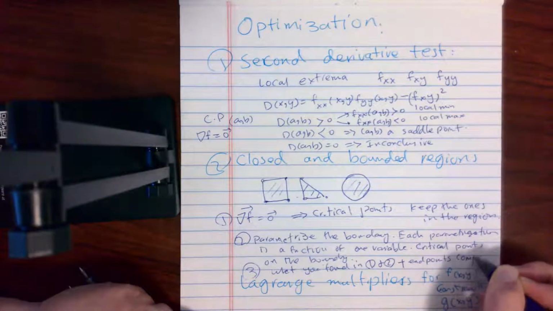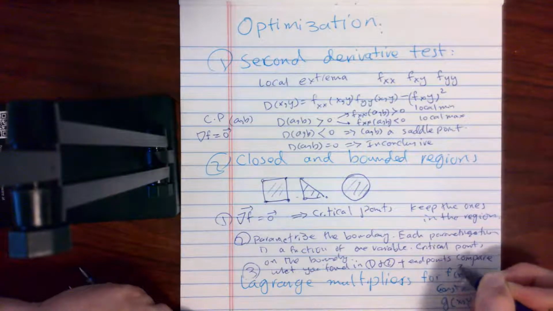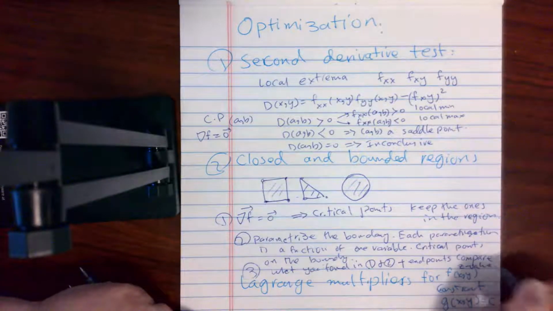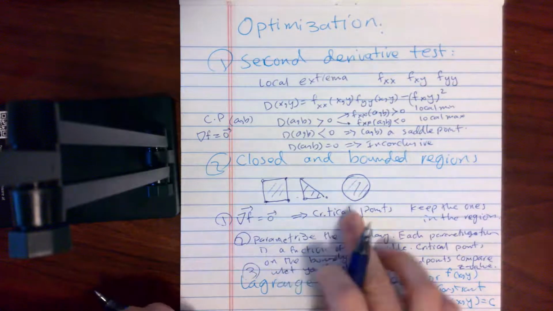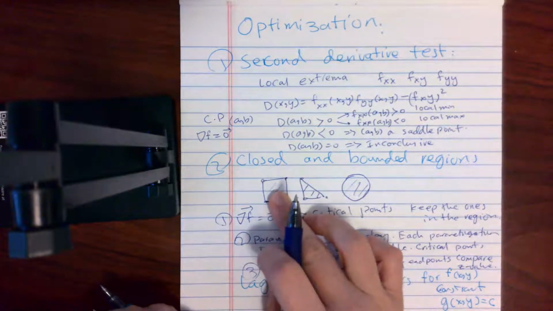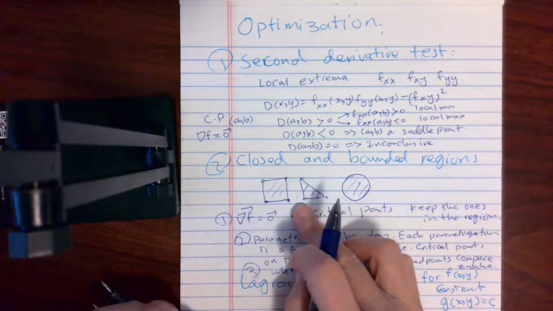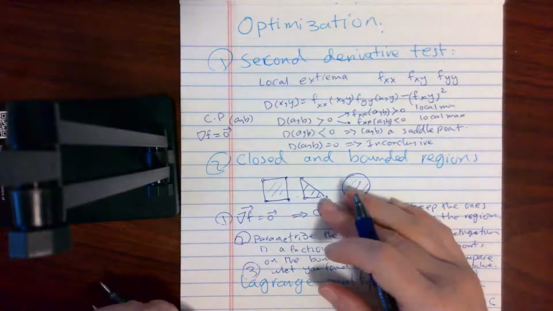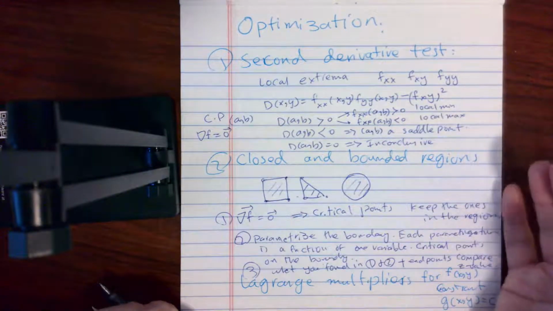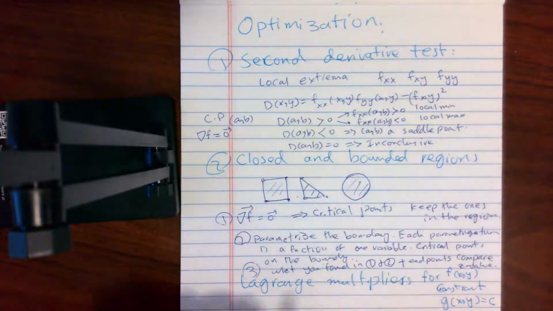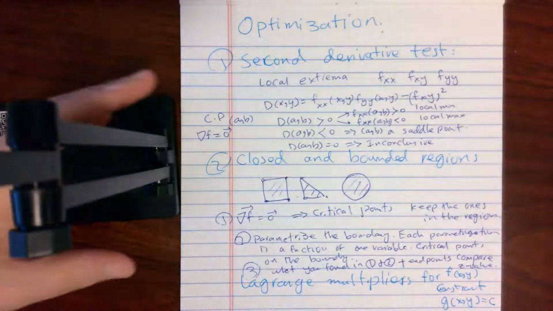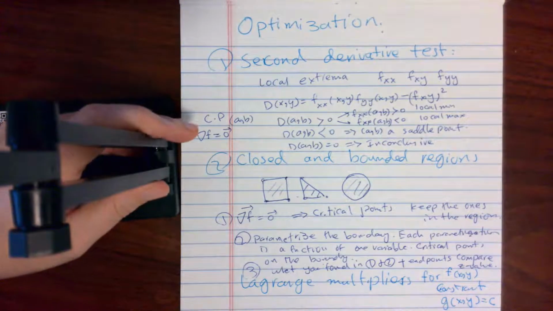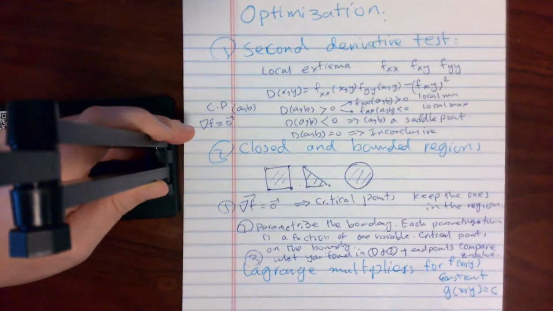Compare z. So the maximum z is going to be the absolute maximum over the region. The minimum z is going to be the minimum z in the region, basically, that's the absolute minimum over the region.